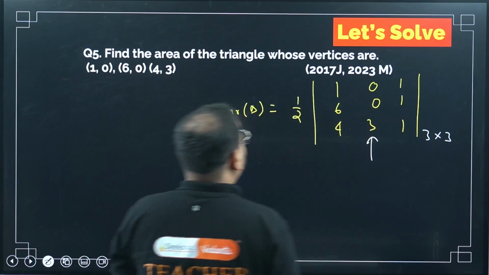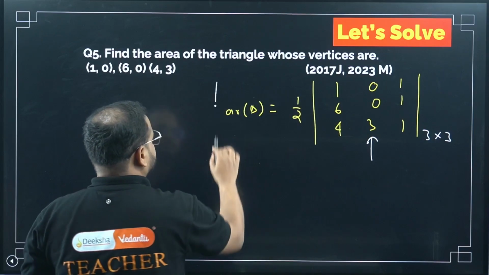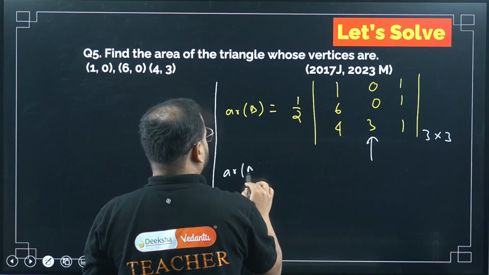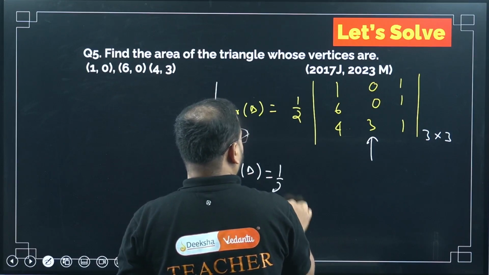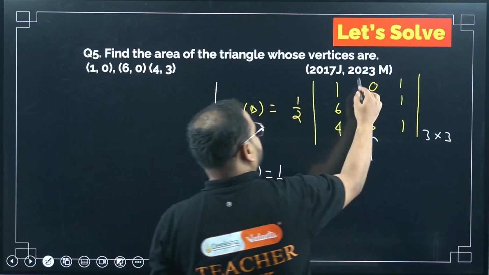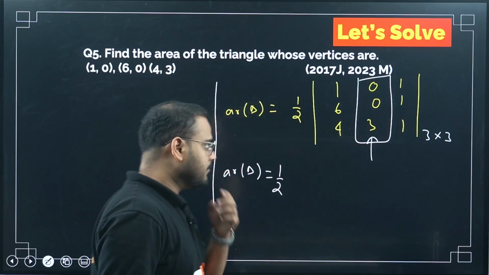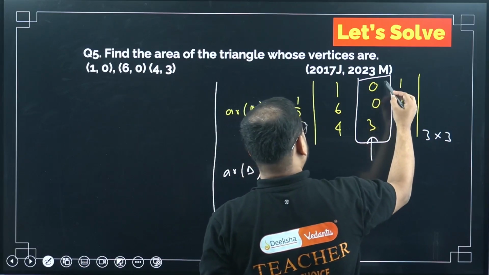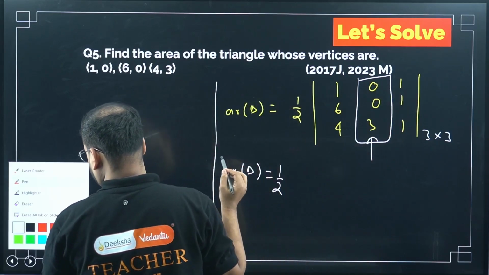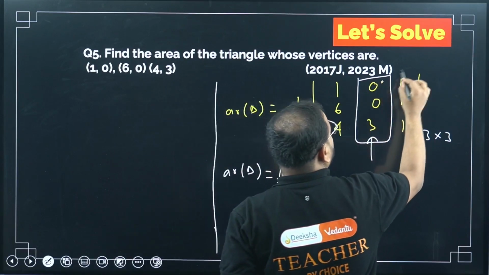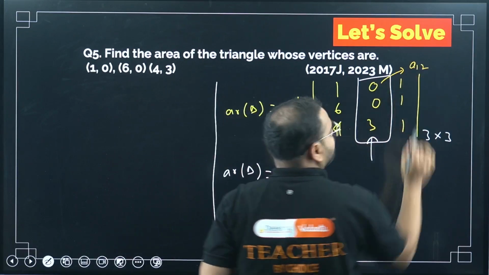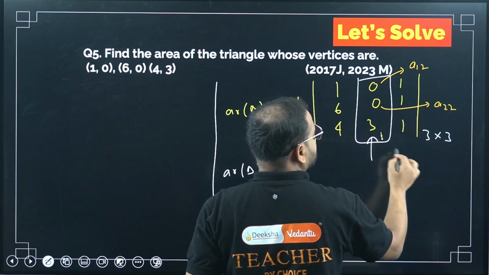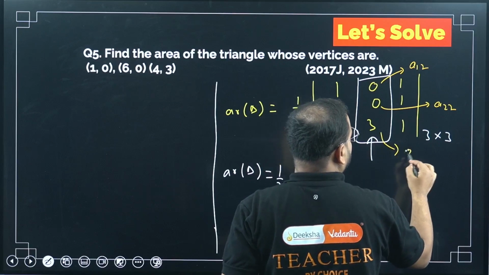I'll show you how. If I'm solving this, area of triangle, 1 by 2 will remain as it is. I'm finding across which column? Column number 2. No problem. Let's see the sign first. What's the name of this element? The name of this element is A12. Yes or no? A12. What is the name of this element? A22. What about this? It's going to be A32.